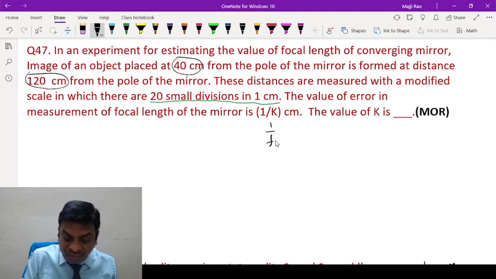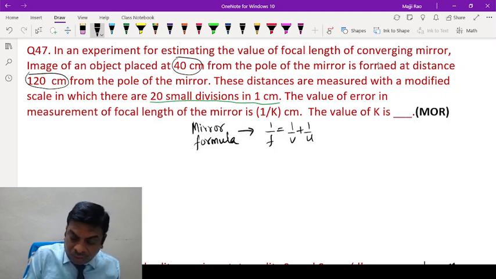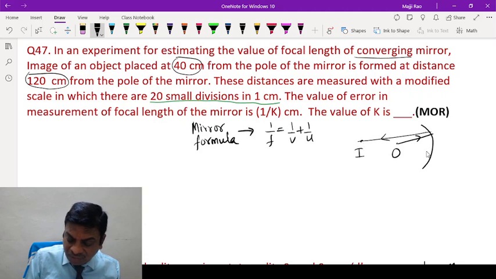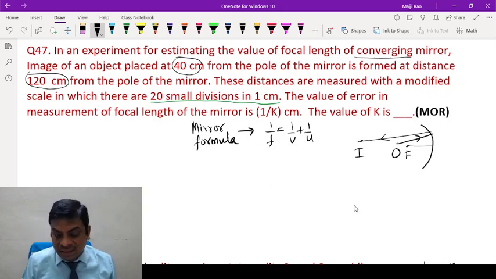Now using mirror formula we have this. This is the mirror formula. Now for a converging mirror, that is concave mirror, as you know, object is to the left of the mirror, image is also real image, so image is also to the left of the mirror, and focus is also to the left of the mirror. So all these will be negative, so minus will get cancelled. So no need to write minus minus minus.